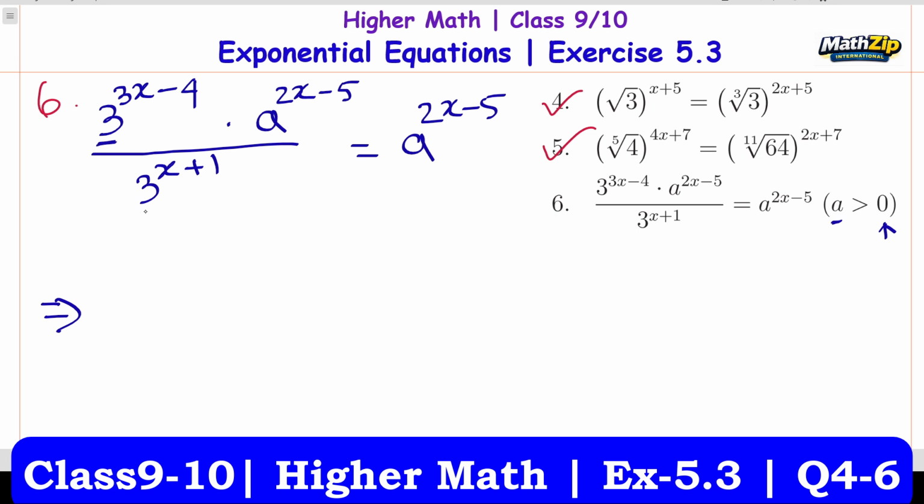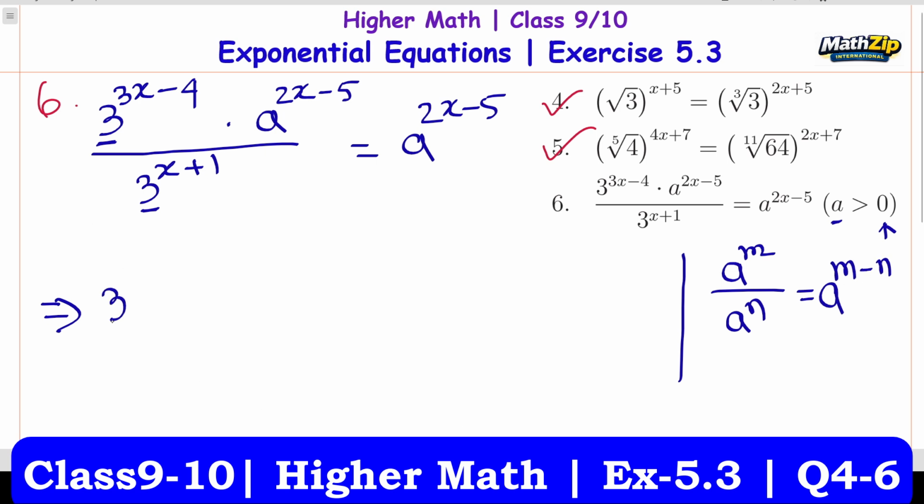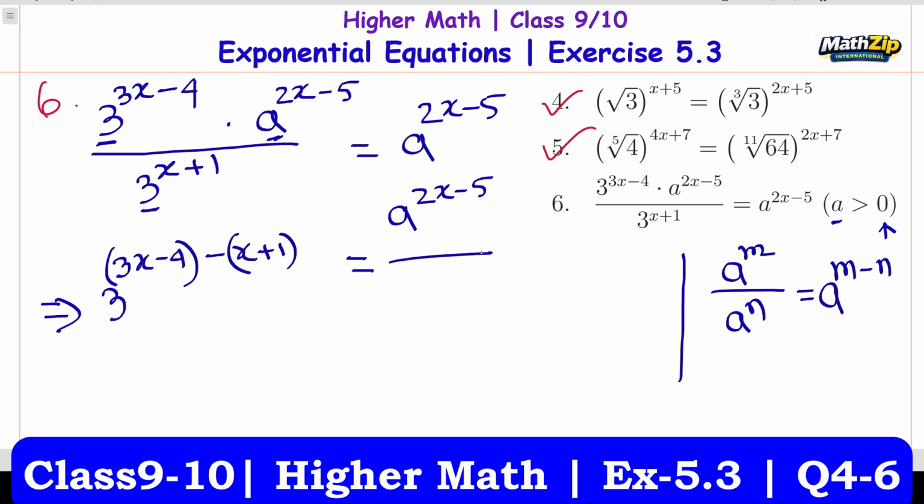Here is a 3 and here is a 3. It means if bases are the same, a to the power m divided by a to the power n, we can write a to the power m minus n. So in this case we can write 3 to the power 3x minus 4 minus x plus 1, right? And this one we are dividing both sides by a to the power 2x minus 5. So in this case we can write a to the power 2x minus 5 divided by a to the power 2x minus 5.